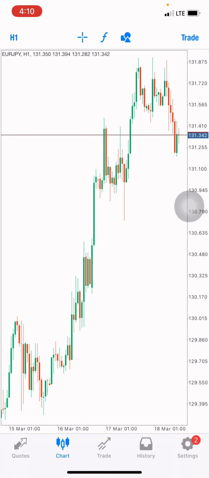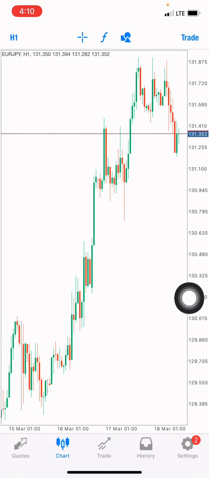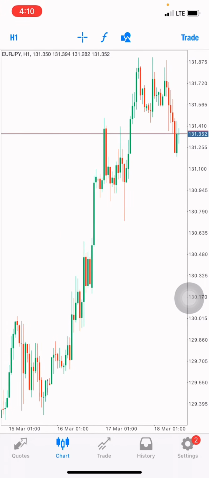So guys, today I want to show you how we can apply moving average on our MT4 charts and how to trade moving averages. So the first thing, what is moving average? Moving average is basically an indicator that smoothens out price action. So it just helps us to smoothen out price action.